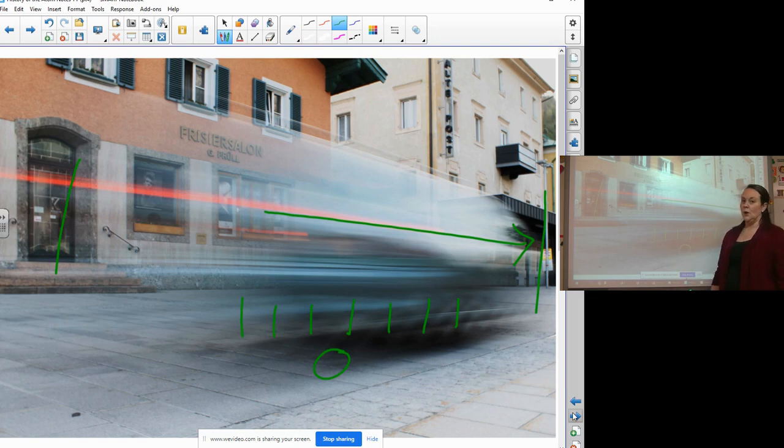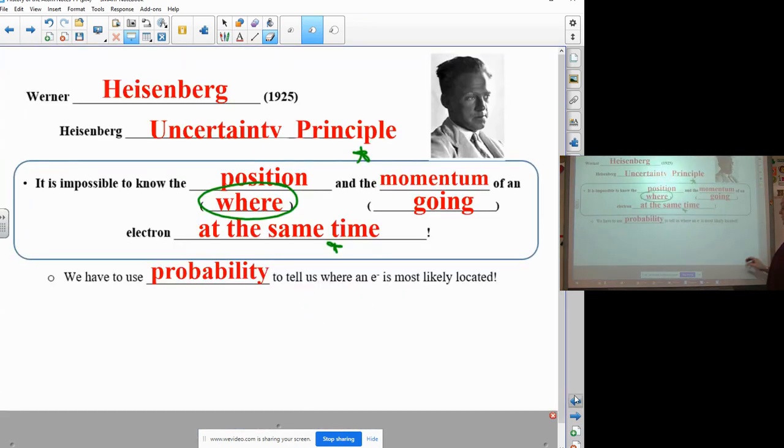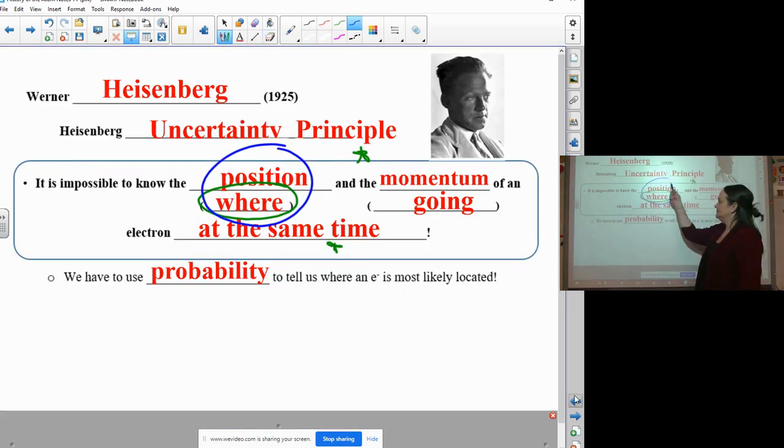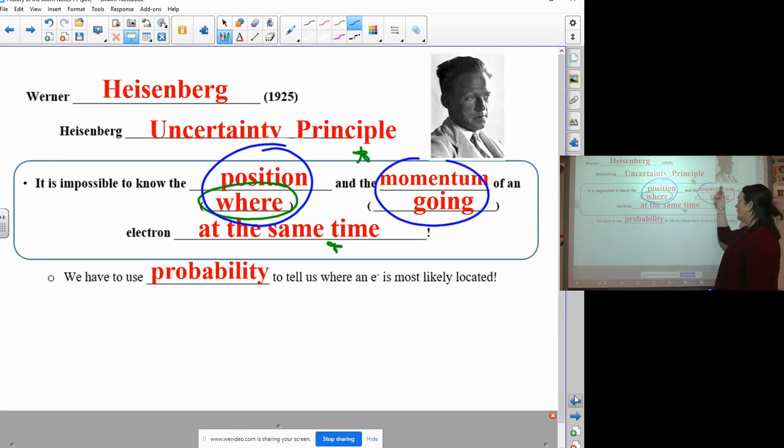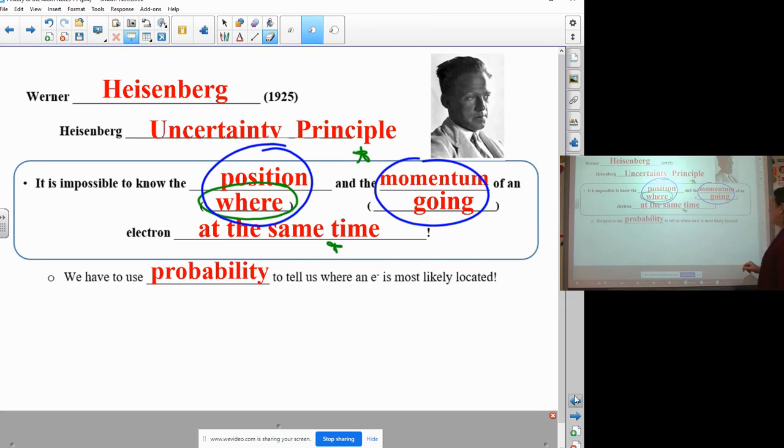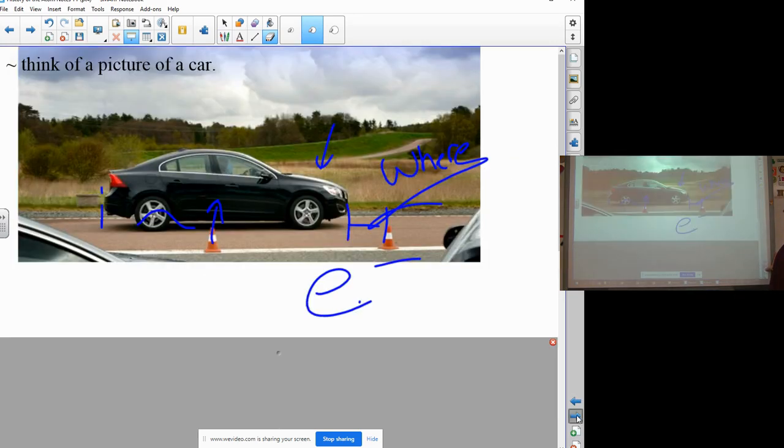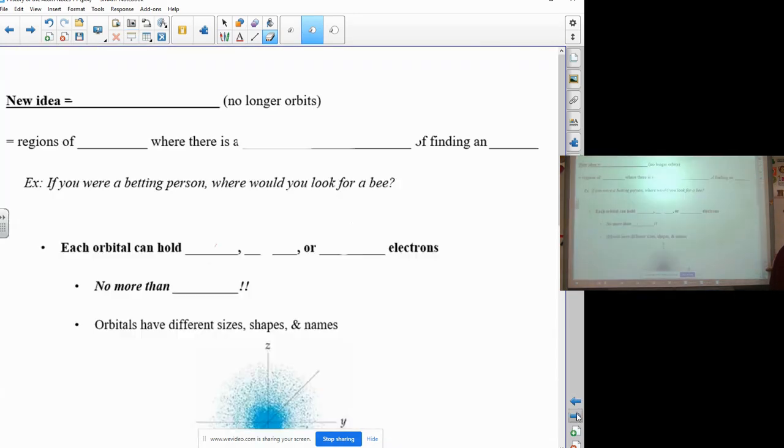You don't. So Heisenberg's uncertainty principle says that you can know one of two things. You can know where it is, but then you don't know where it's going. And if you know where it's going, then you don't know where it is. So we have to use probability in order to figure out where they are at any point in time. That leads us into our last part of the notes today, which are called orbitals.